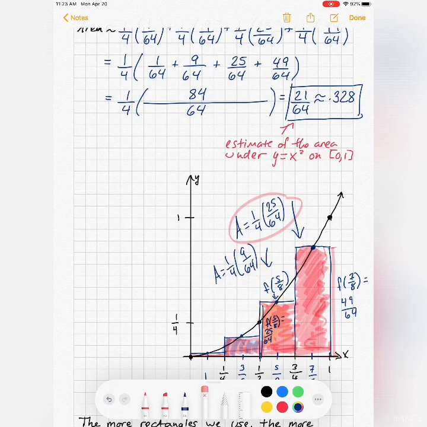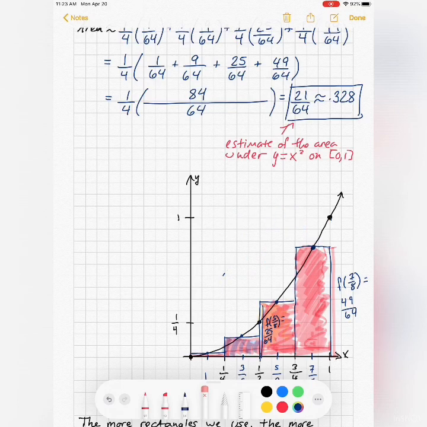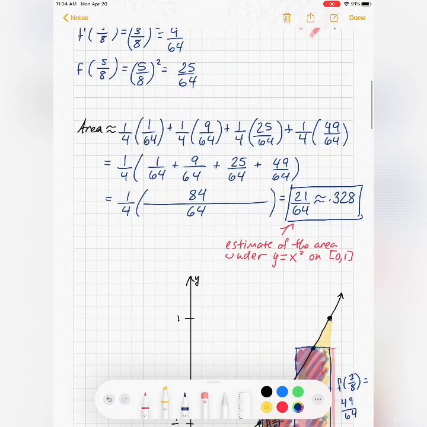So in other words, what did I actually find? So one more time. What I actually found is the area of these 1, 2, 3, 4 rectangles. Now that would give me an estimate of what I'm really interested in, which is the area under that quadratic function. Okay? Looks like a decent estimate.